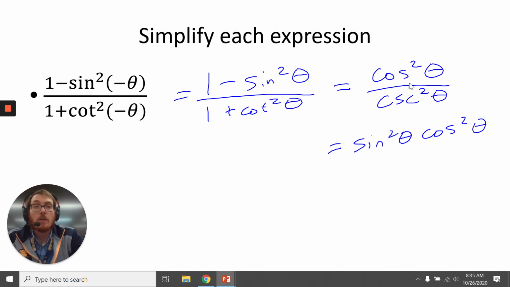1 minus sine squared is cosine squared. If you're not sure how that works, sine squared plus cosine squared equals 1. And so you move it over to see what you get. Move the sine squared over to the other side. So cosine squared equals 1 minus sine squared.